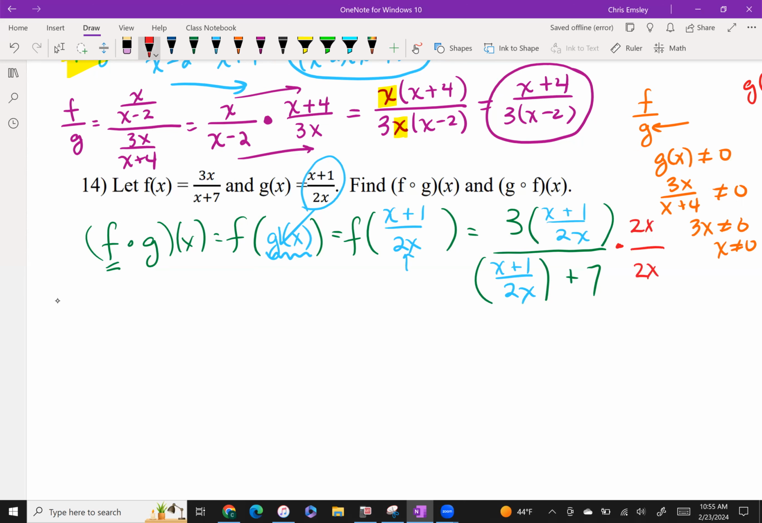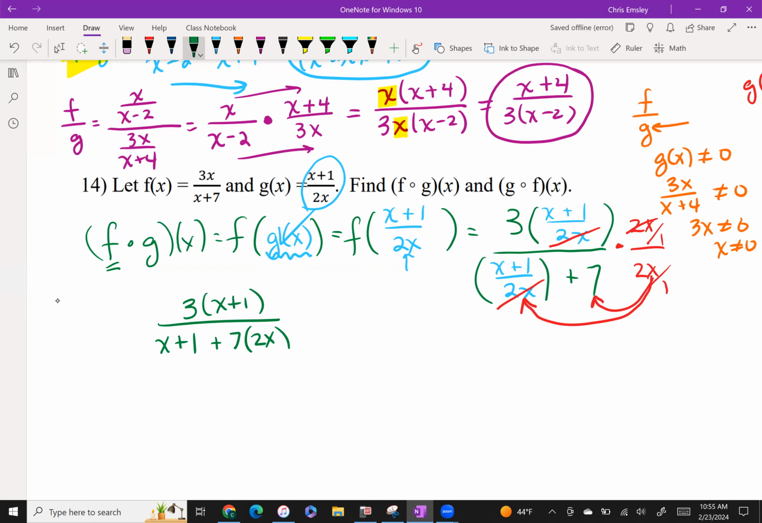You can think of that as 2x over 1 if that helps you line it up with your fractions, but we do that because the 2x cancels here, and what we're left with on the top is 3 times x plus 1. On the bottom, we have to distribute that 2x, so it is going to cancel in the first fraction. In the second fraction, we need to multiply it through. So we have the x plus 1 after the denominator cancels, and then 7 times 2x, because it didn't cancel here because there was no fraction.